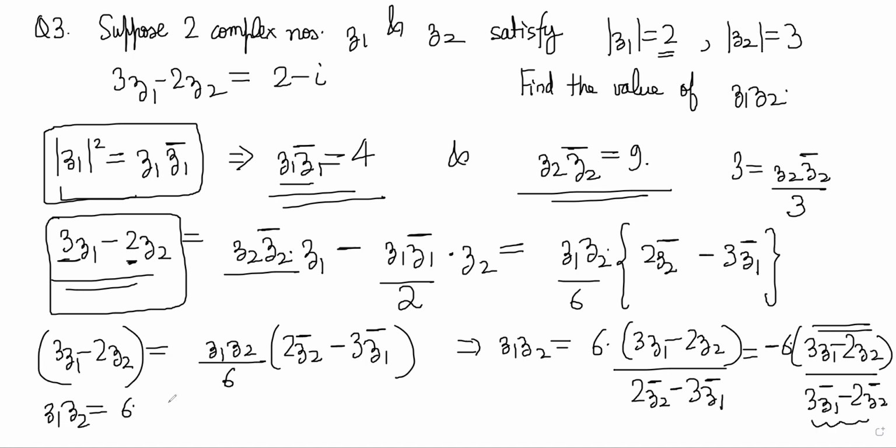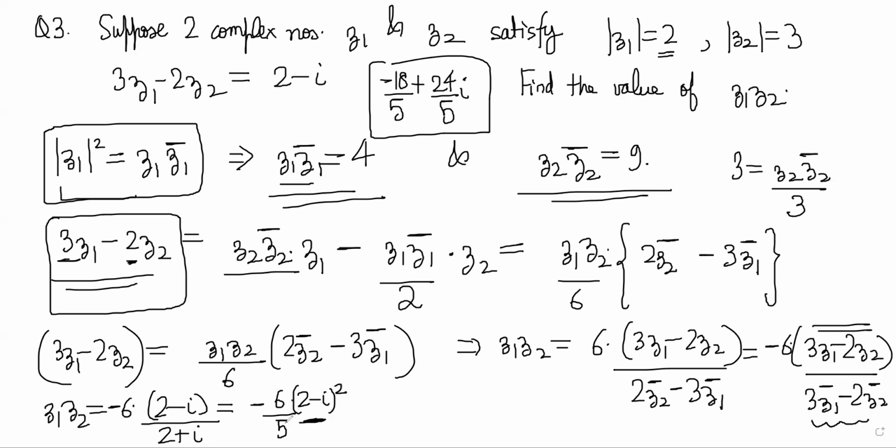So therefore, z1 z2 is equal to minus 6 times the top part, which we already know is the complex number 2 minus i. And the denominator is the conjugate of 2 minus i, so that is 2 plus i. Now we'll simplify it by multiplying by 2 minus i up and down. We will get minus 6 by 4 minus i square, so 5. And on top, we'll get 2 minus i whole square, right? So finally, you're getting z1 z2 is equal to minus 18 by 5 plus 24 by 5 into i.